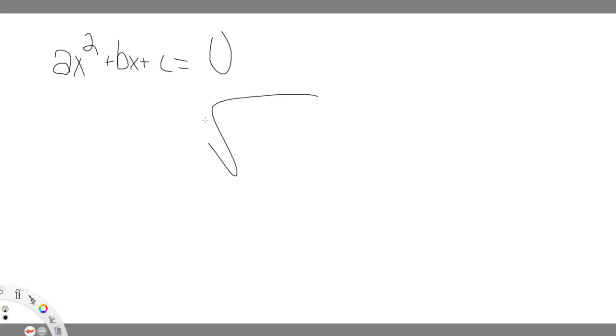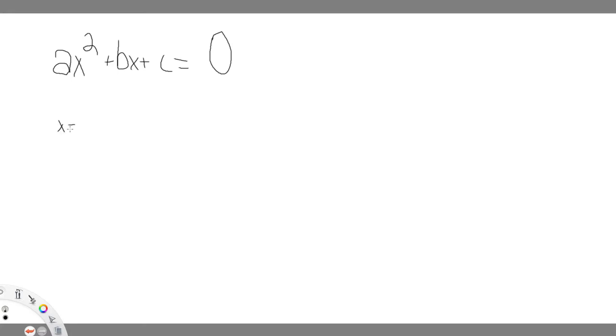So, first of all, a quadratic equation is this. Now, don't forget the equal zero, just like you shouldn't forget the index number when you're talking about cube roots. Alright, now let's solve this.